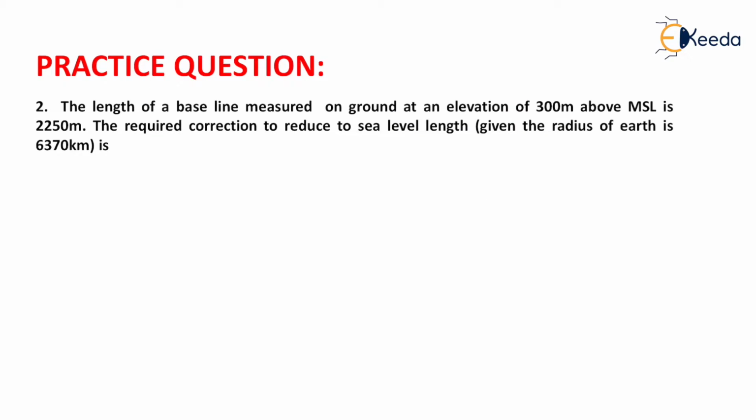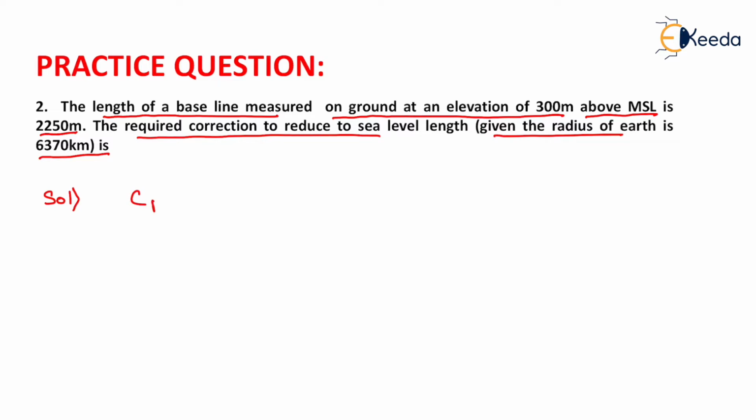The question is written as: the length of a baseline measured on ground at an elevation of 300 meter above MSL is 2250 meter. The required correction to reduce to sea level length, given the radius of earth is 6370 kilometer, is. Now in this question we need to determine the value of correction due to mean sea level, and we know the formula of correction due to mean sea level. It will be equals to minus LH upon R.